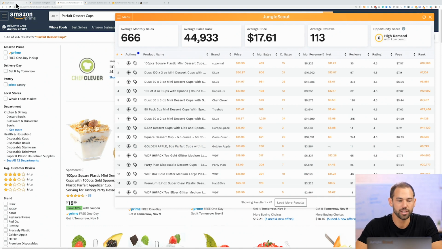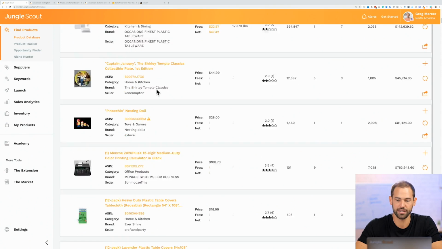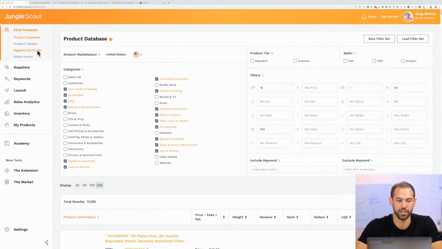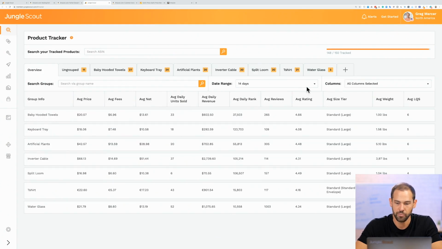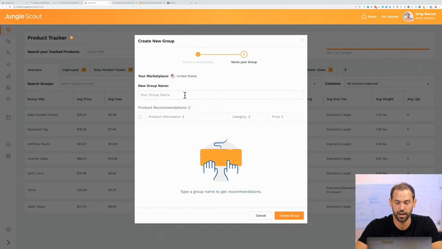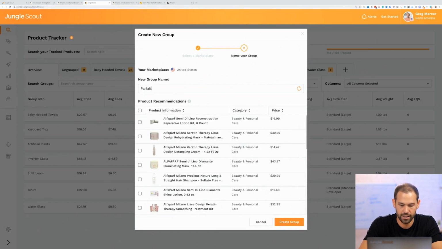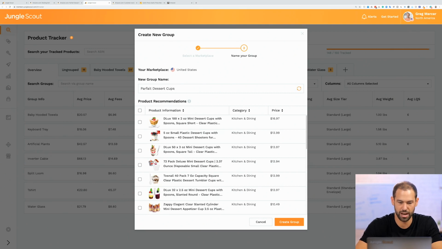So when that's the case, the best way to organize your different ideas is to hop into the product tracker, all right? There are 2 ways to do this, but I'm going to show you this way. I'm going to open it as a new tab to not lose the product database, and I'm going to create a new category or a new group. What did I say these things were called? Parfait dessert cups or bowls, doesn't really matter.